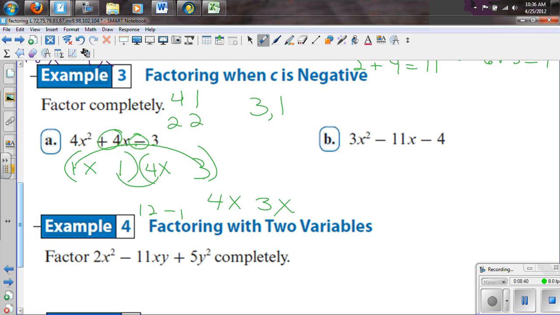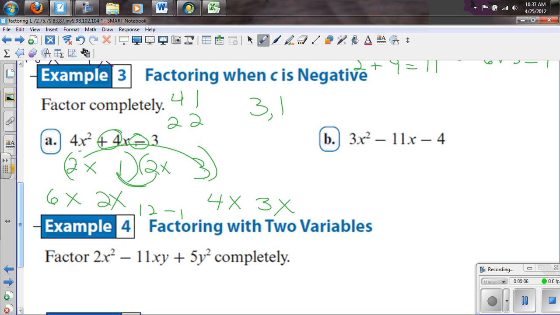And we have to subtract those, so that's going to give you a 1x. So we know it can't be that. So now let's try the 2 and the 2. So 2x times 3 is 6x, and 1x times 2x is 2x. And when you subtract those, you get to the 4 we're looking for.